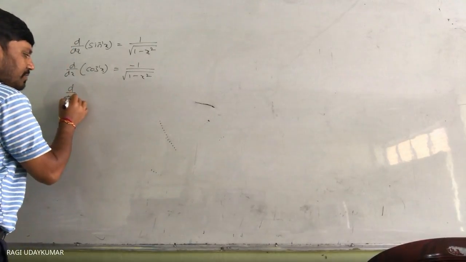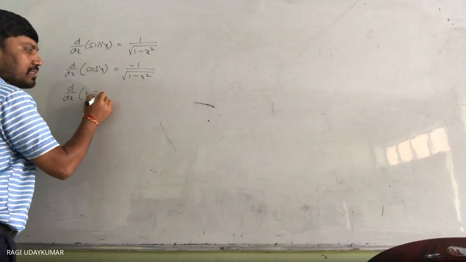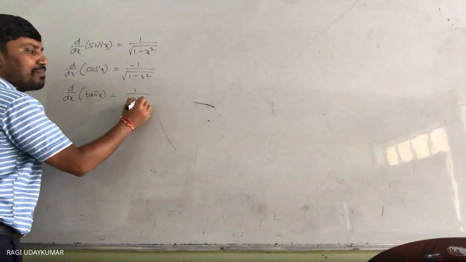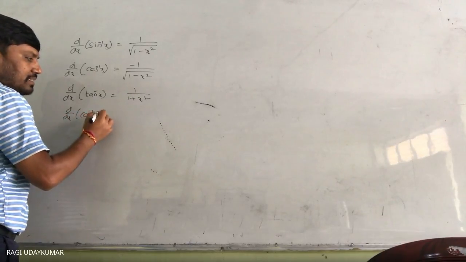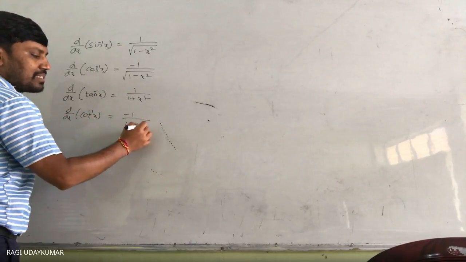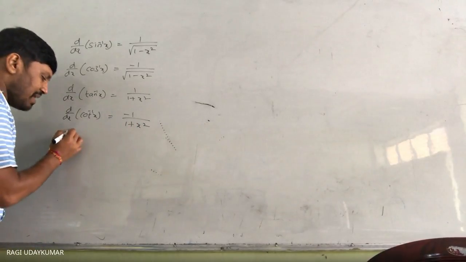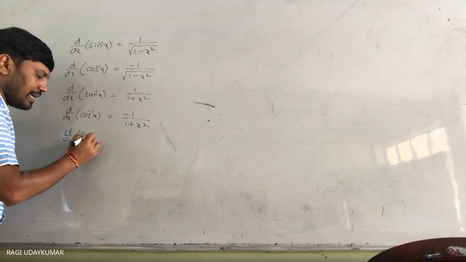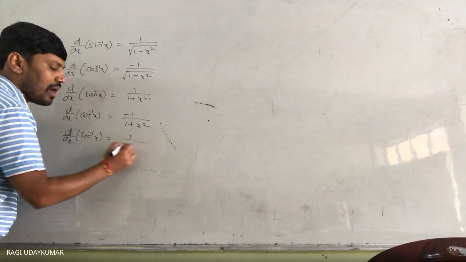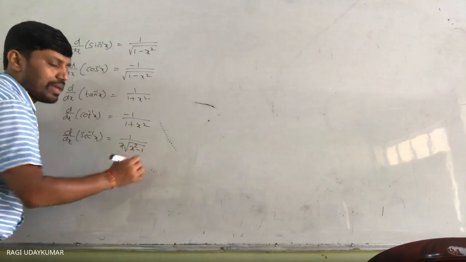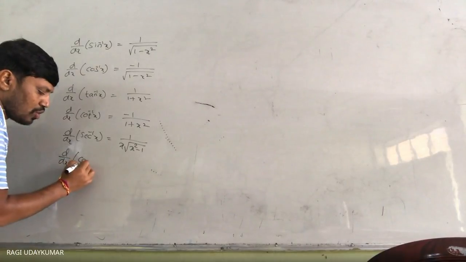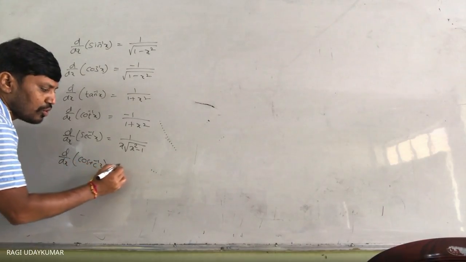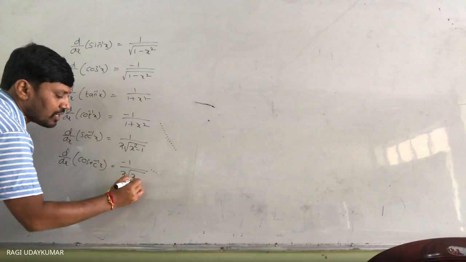D by dx of tan inverse x is equal to 1 by 1 plus x square. D by dx of cot inverse x is equal to minus 1 by 1 plus x square. D by dx of secant inverse x is equal to 1 by x into under root of x square minus 1. D by dx of cosec inverse x is equal to minus 1 by x into under root of x square minus 1.